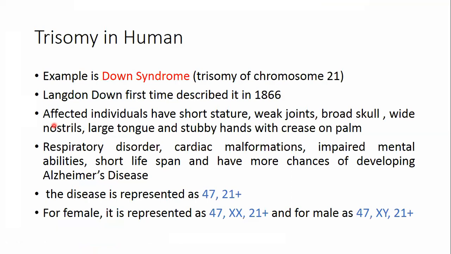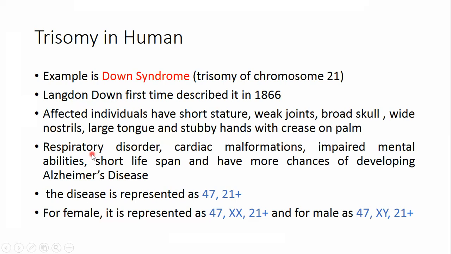Trisomy is also very common in case of human, and one example is the Down syndrome. Down syndrome is the autosomal trisomy, and it is basically a trisomy of chromosome number 21. So one copy of chromosome number 21 is added in the diploid genome, and it can cause the Down syndrome. Down syndrome was first described in 1866 by Langdon Down, and affected individuals have short stature, weak joints, broad skull, wide nostrils, large tongue and stubby hands with crease on palm. So these are the basic symptoms.